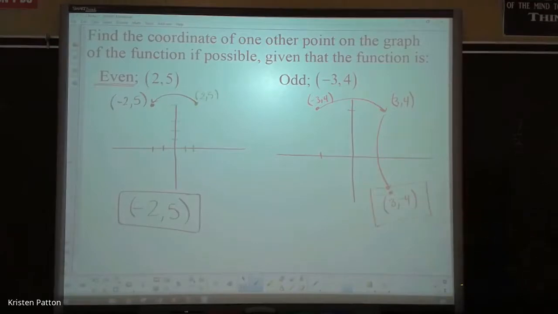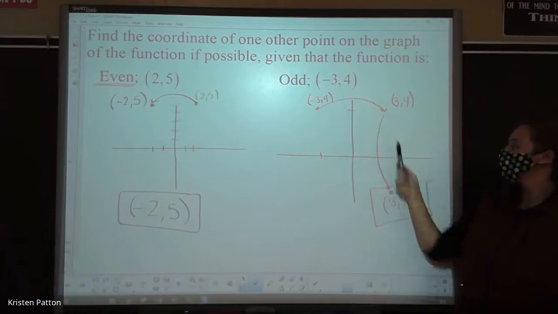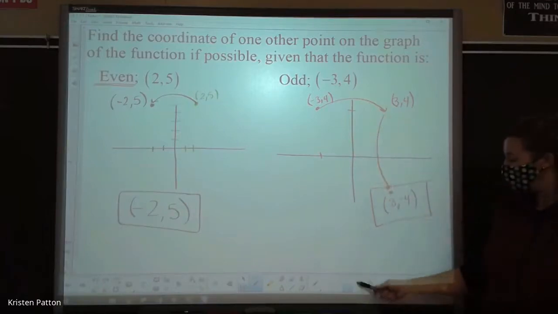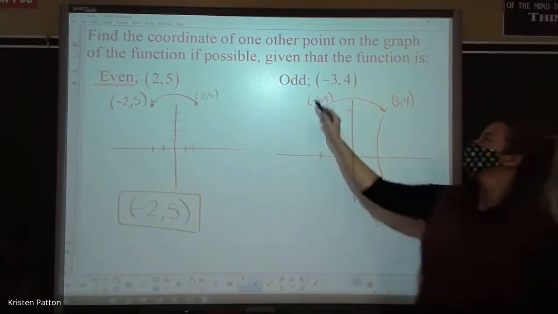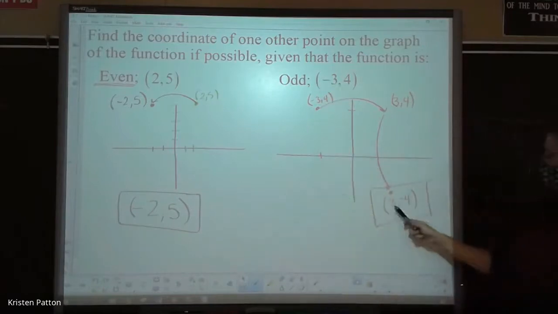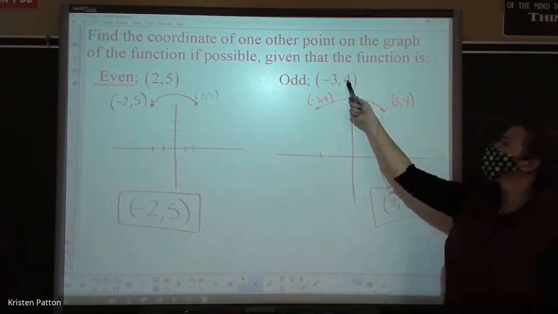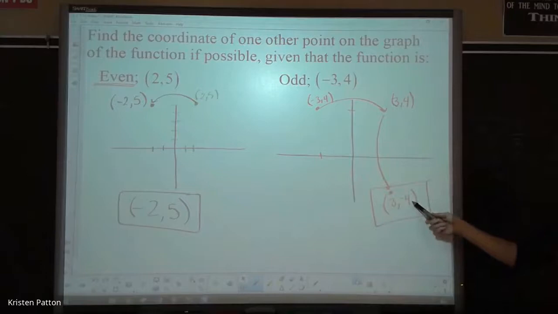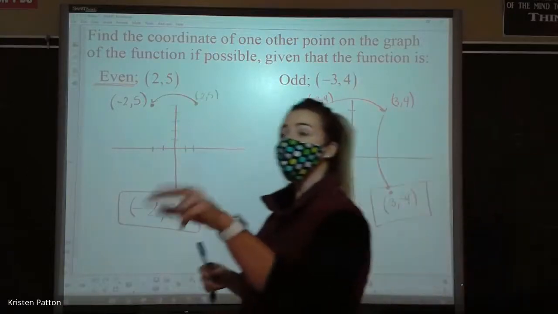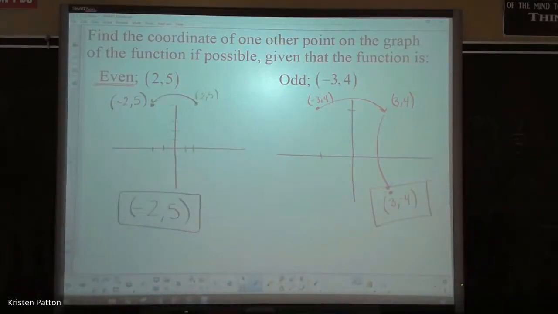So I didn't draw any graph. I just said, look, I want to reflect the point two times, which Michael said, you're just going to change both sides. We started with a -3. Now we have a +3. We started with a +4, and now we have a -4. So for odd functions, you change the sign of both coordinates.